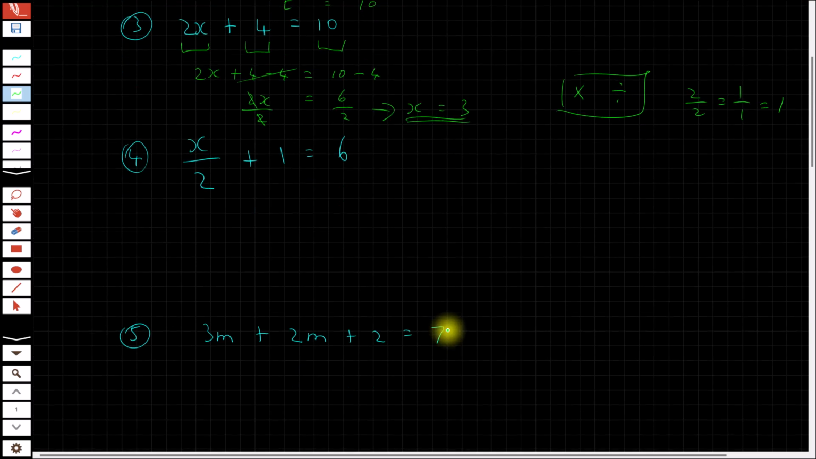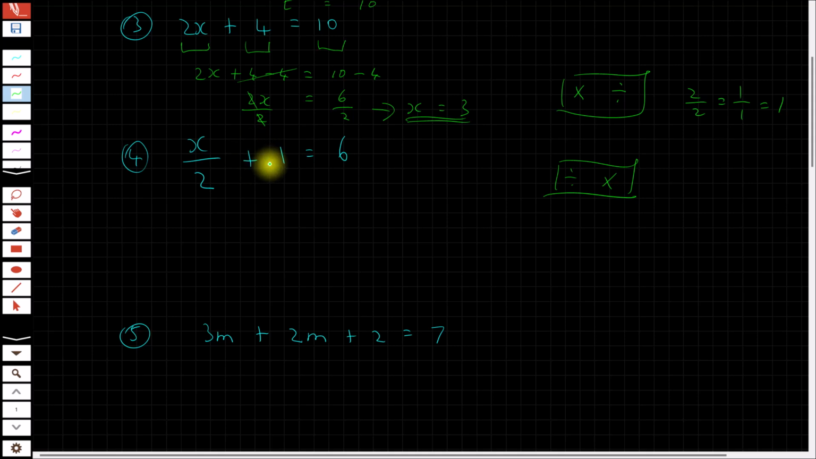The next one, we have x divided by 2, or x over 2, plus 1 equals 6. Notice we had the opposite of times or multiplication is a divide, and we have a divide here. So we're going to be using the opposite of divide, which is times.